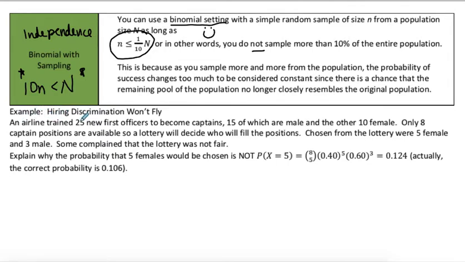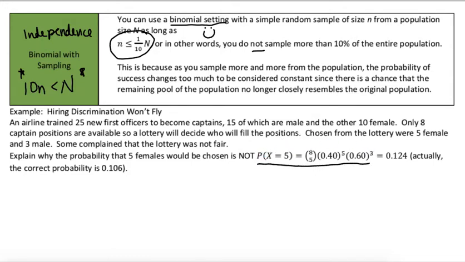It says an airline trained 25 new first officers to become captains, 15 of which are male and the other 10 are female. Only 8 captain positions are available, so a lottery will decide who will fill the positions. Chosen from the lottery were 5 female and 3 male. Some complained that the lottery was not fair. Explain why the probability that 5 females chosen would not be equal to this.